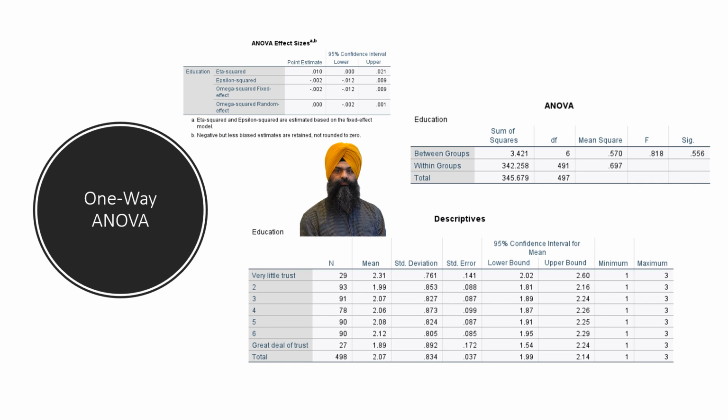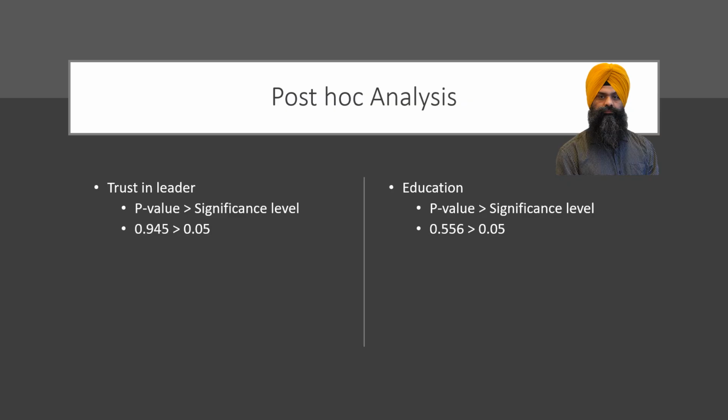In the present scenario, the calculated p-value is 0.556. Since this value is greater than the chosen significance level of 0.05, I fail to reject the null hypothesis and conclude that there is no significant difference in mean education score among the groups.